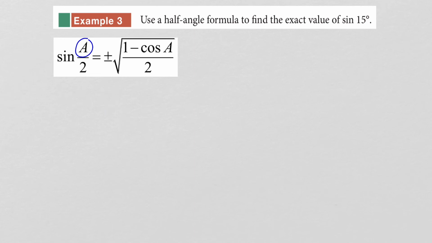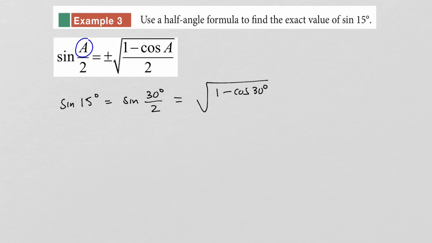So when we apply the formula, we have the sine of 15 degrees is the same as the sine of 30 divided by 2, because 15 is 30 divided by 2. And that means that we have the value 30 in for A. So this is going to be equal to the square root of (1 minus the cosine of 30), all divided by 2. So again, I'm just using the value of A here, which is 30, and I'm plugging that same value of A over here, which is also 30.